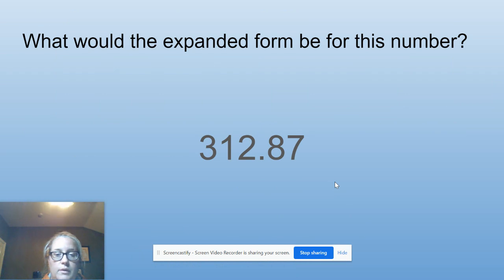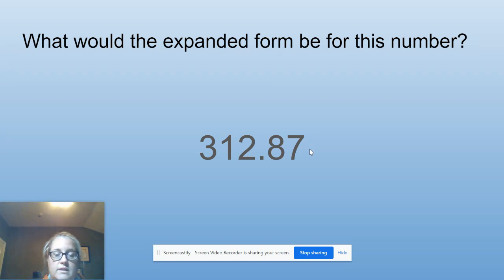Here is the number we are going to look at, and my question is, what would be the expanded form for this number? So let's read this number first. If I have 312, I'm going to read that as 312. My decimal says and, and then 87 is 87. My 7 is in the hundredths place. It's very important that you add that TH-S at the end of it because it's letting us know that it is in the decimal side and not the whole number side. So this number is 312 and 87 hundredths.